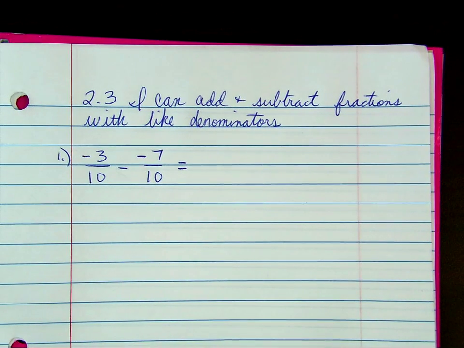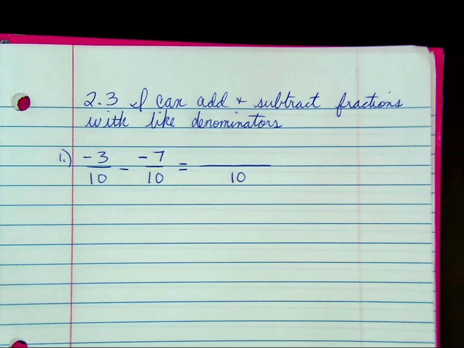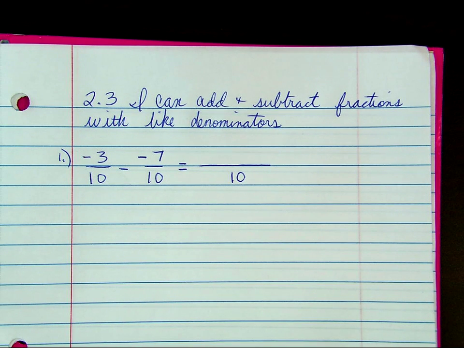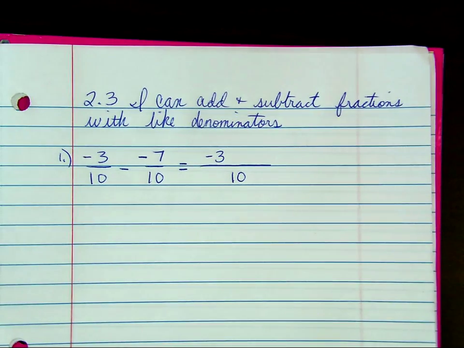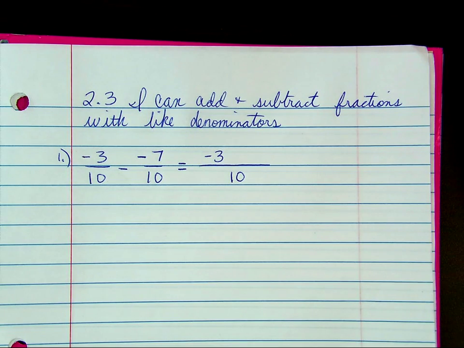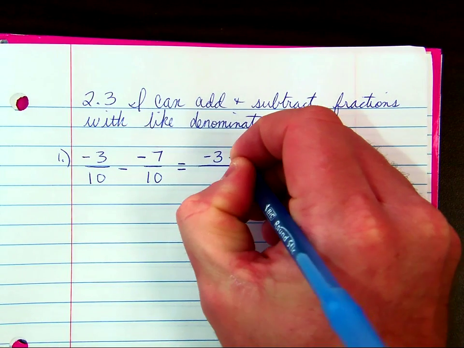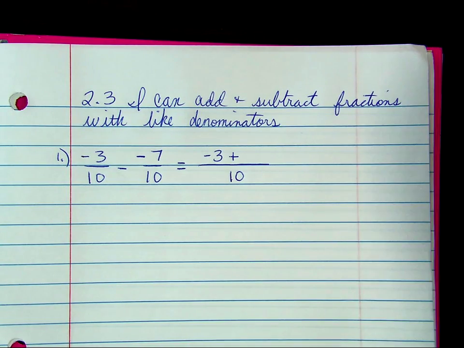So we have negative 3/10 minus negative 7/10. The denominator is going to stay the same. We don't subtract those. They just stay. And then we take the first numerator, which is negative 3, and we keep it. Then we take the inverse of subtraction, which is addition. And because we changed it, we have to change the negative 7 to a positive 7.